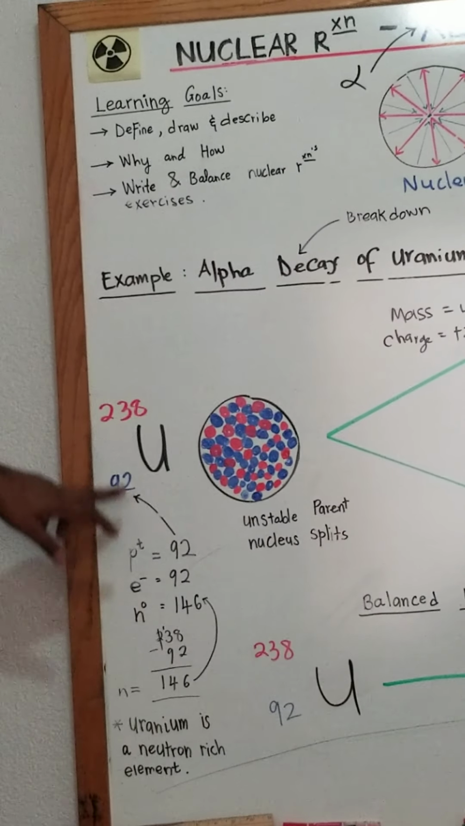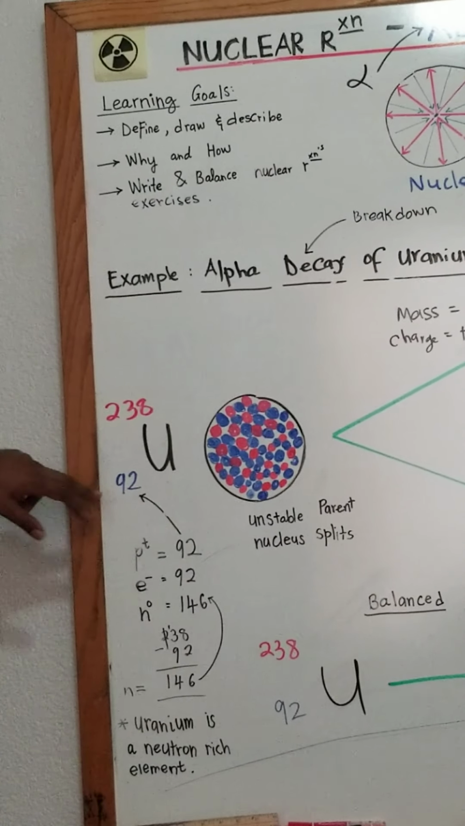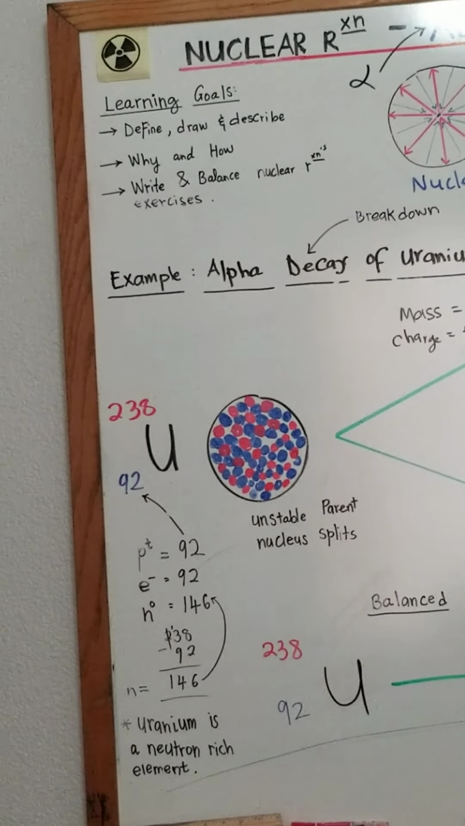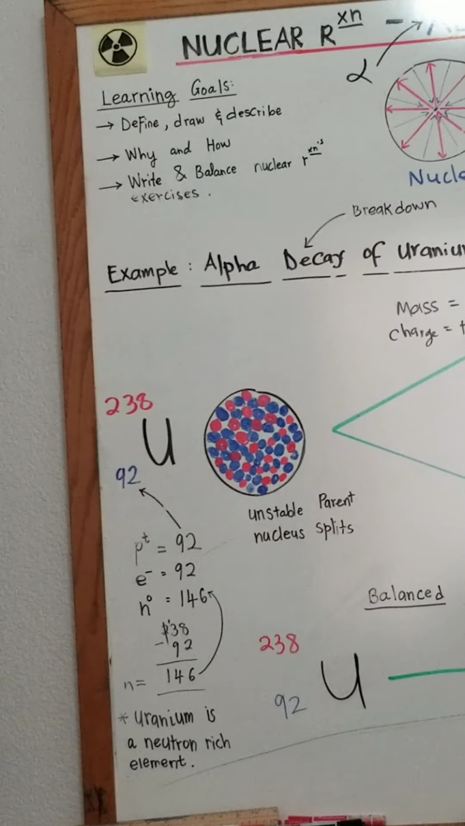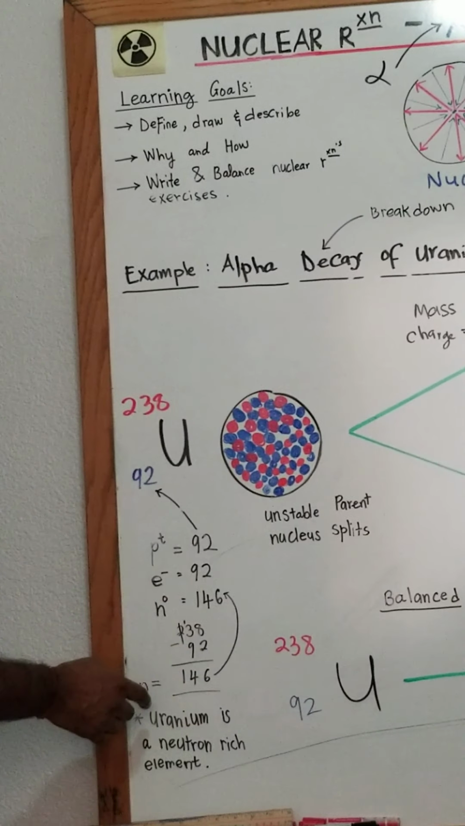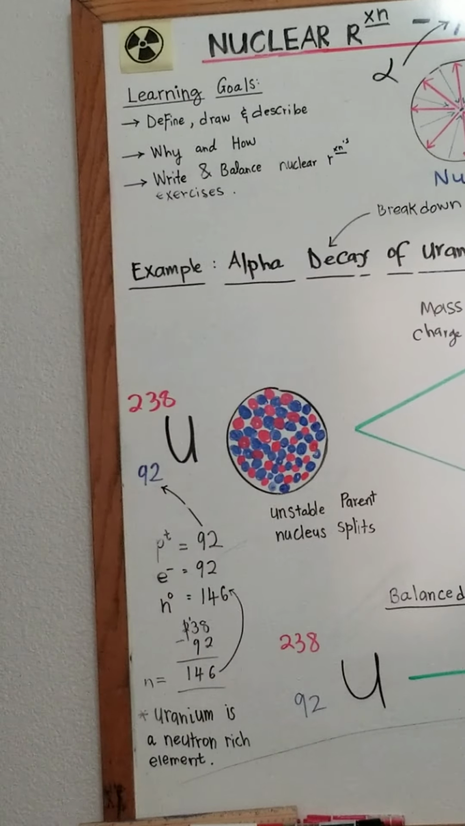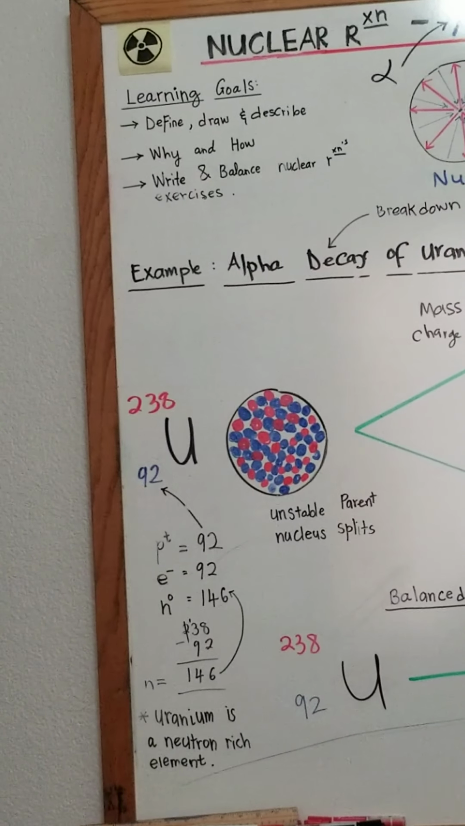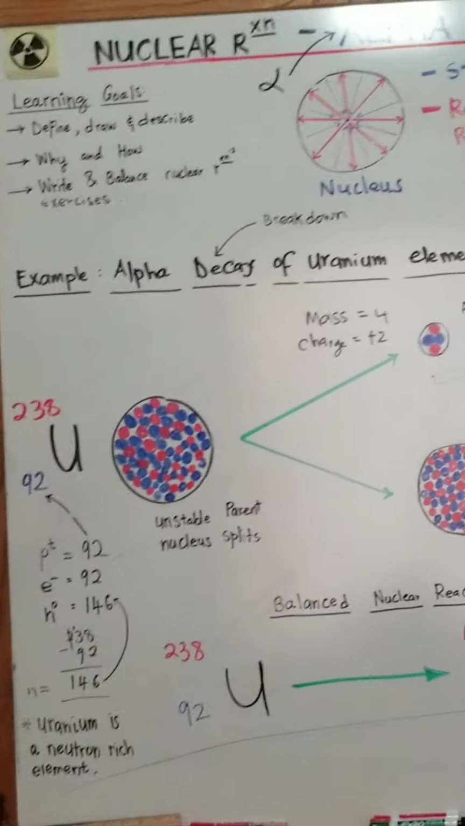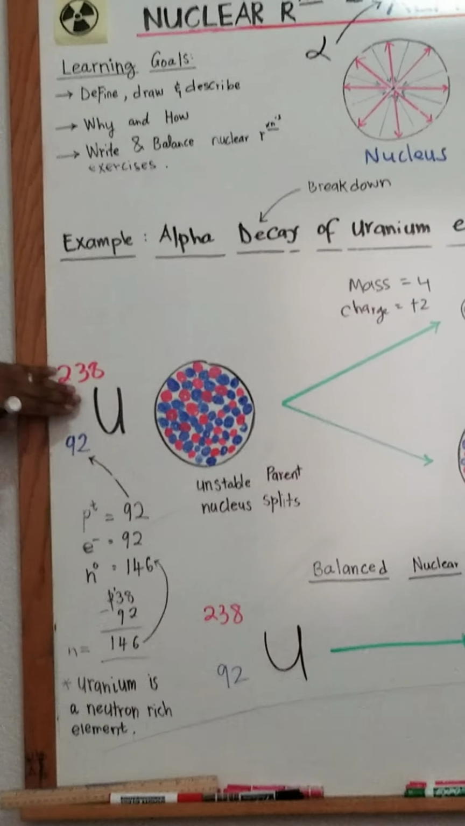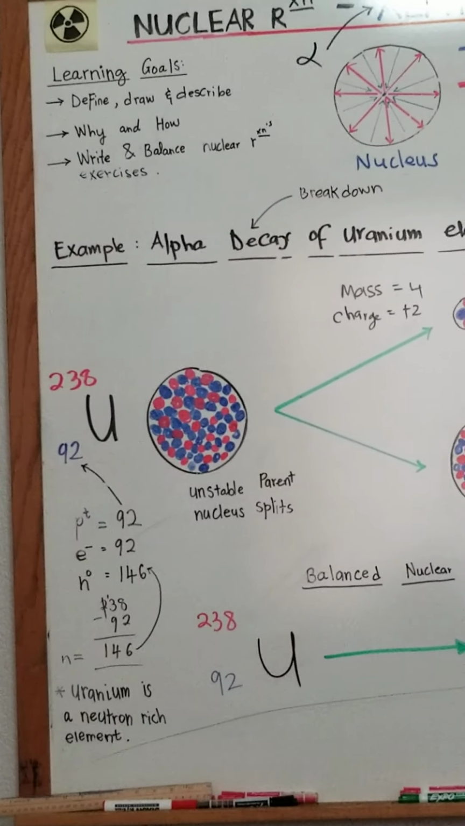To calculate the number of neutrons, the difference between the mass number and the atomic number is going to give you the number of neutrons, which happens to be 146. If I subtract 92 from 238, I end up with 146. Now we can clearly see protons being 92 and neutrons being 146. This 146 being a bigger number compared to 92 is holding all the protons together, and uranium needs that. So uranium, I would say, is a neutron rich element.